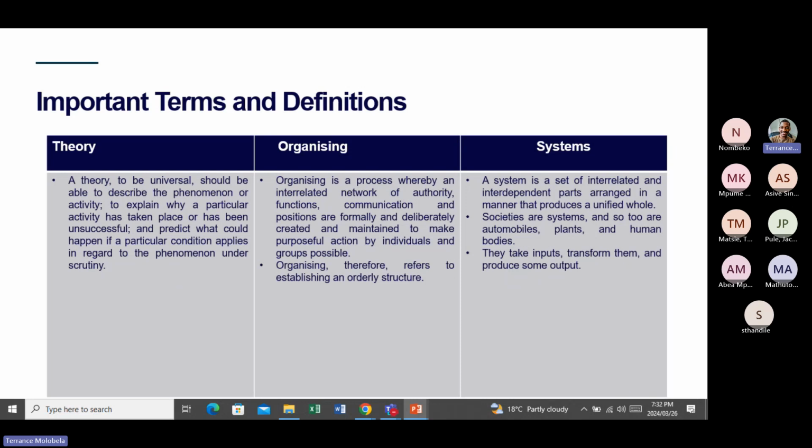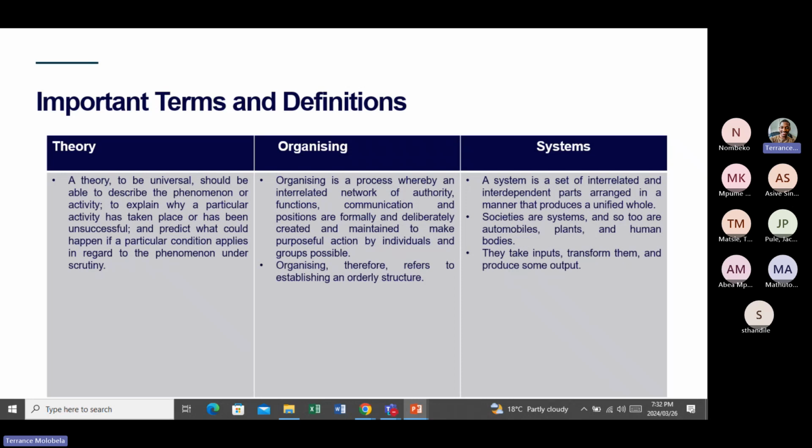So that's why it's a process whereby an interrelated network of authority. With authority, we're talking about your top management, middle management and lower management functions, communication and positions. These are where your authority must be communicated effectively, because they are the people that are going to be affected by the process of organizing.